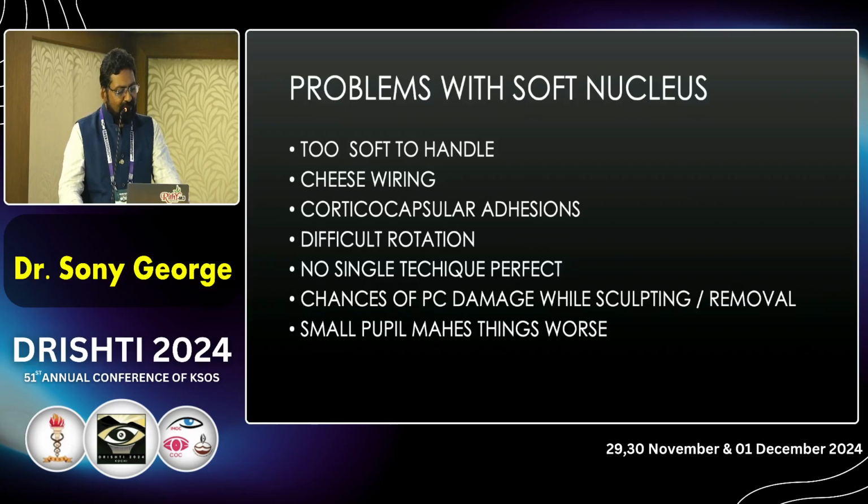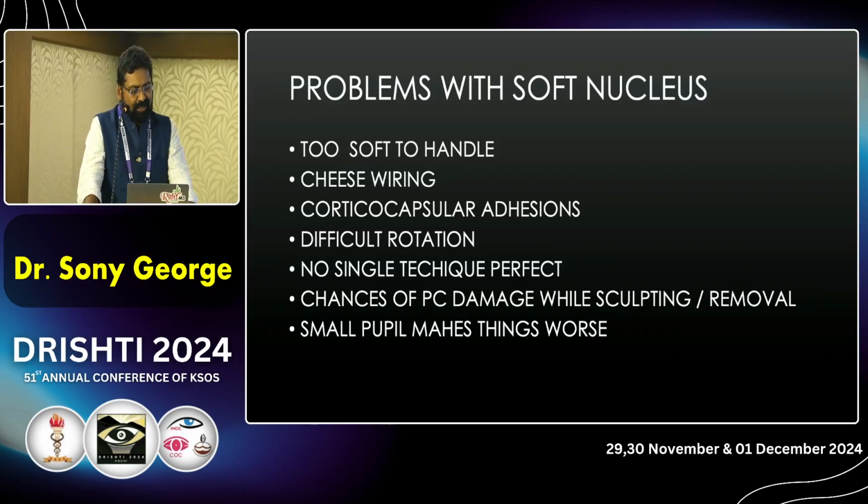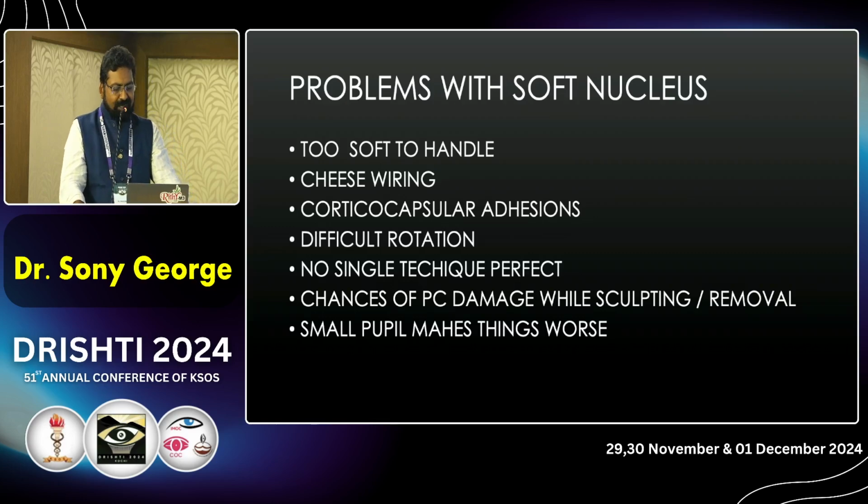And there is no single technique which is perfect. So you may have to be ready to shift techniques, although you plan one and go ahead. The chances of PC damage while sculpting and removal are very high because the material is very soft. And if it is a small pupil, things become even worse. Operating a soft cataract in a small pupil is definitely tougher than doing a small pupil hard cataract.